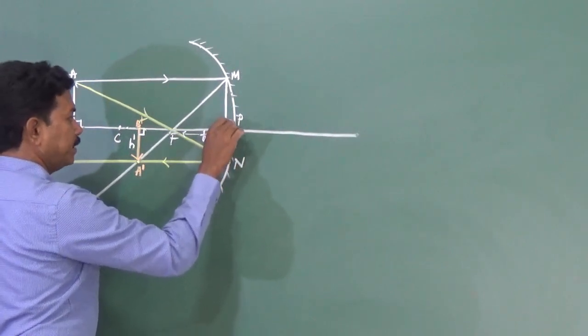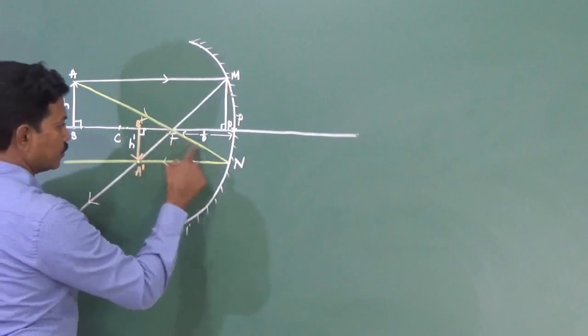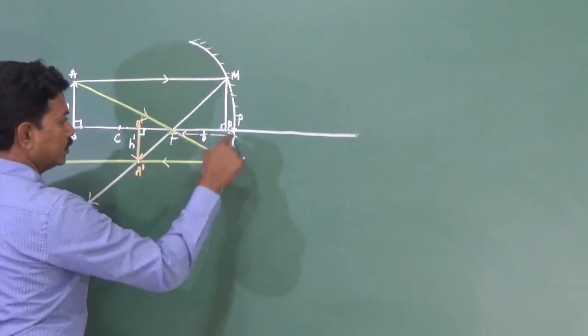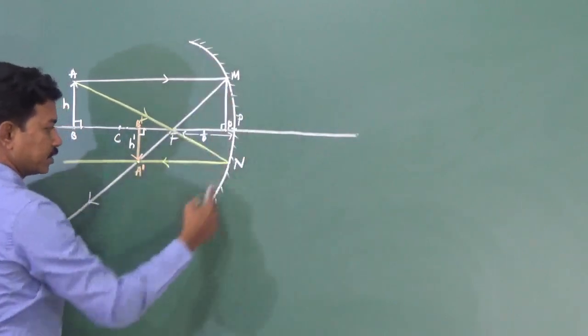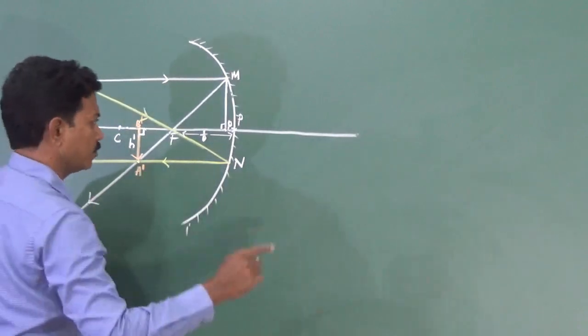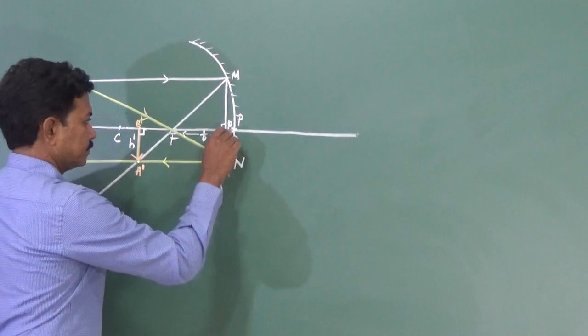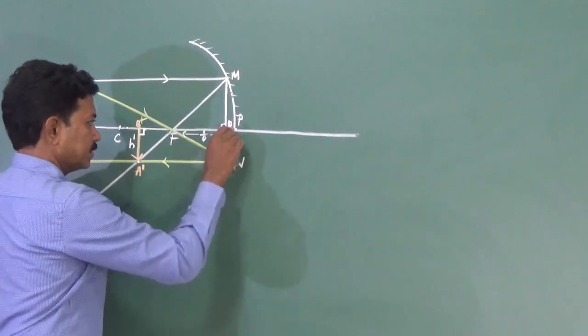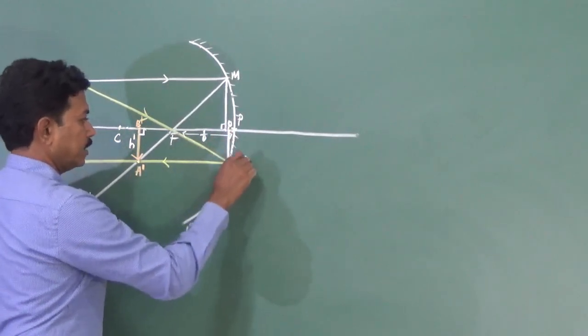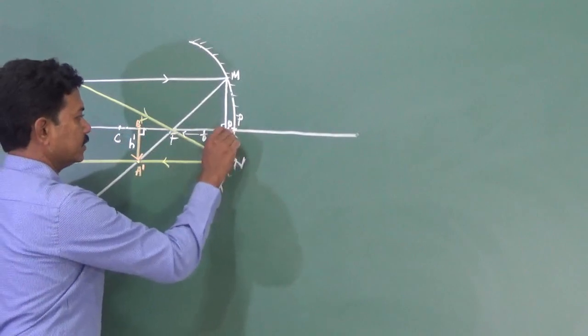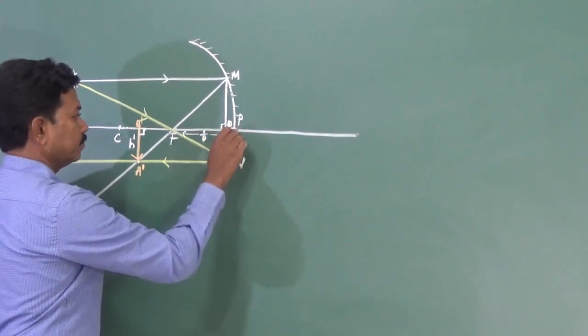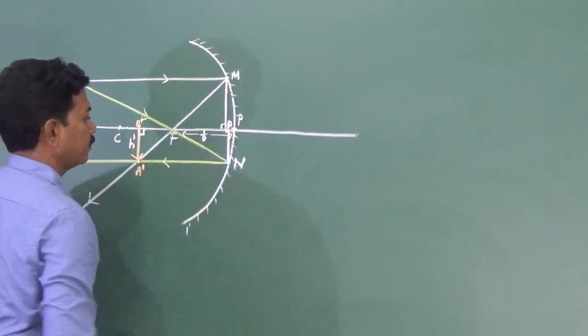This becomes point P. Here also, this point N coincides with point P, because the aperture of the mirror we have taken is very small. Therefore I will draw a perpendicular line from here. So here N and P coincide. So this is point P itself.